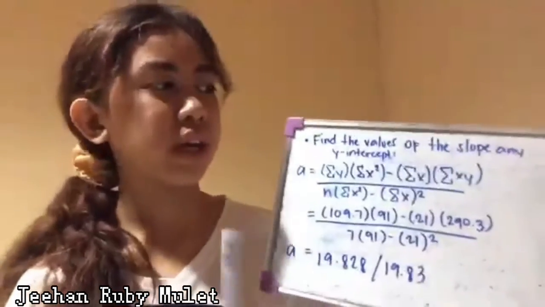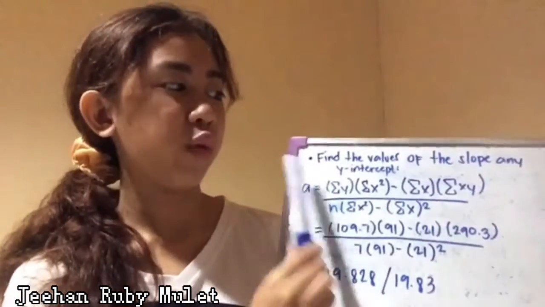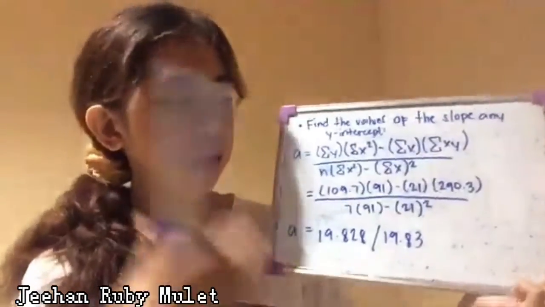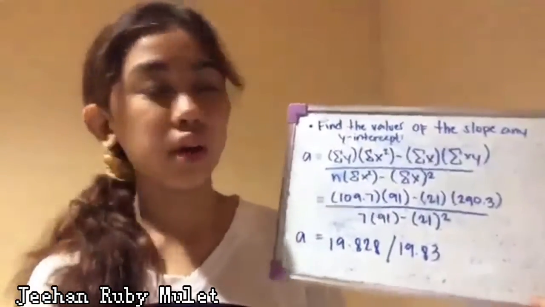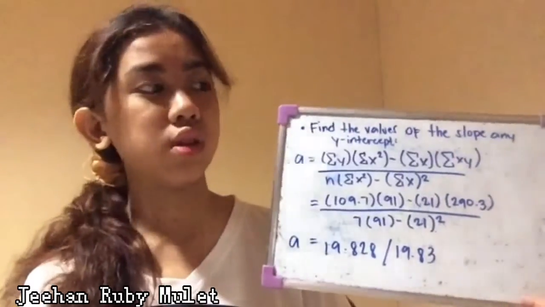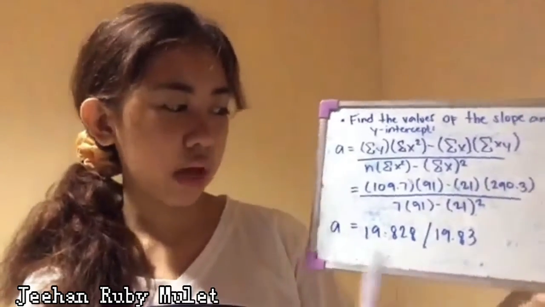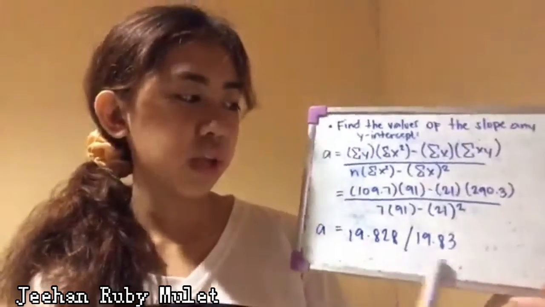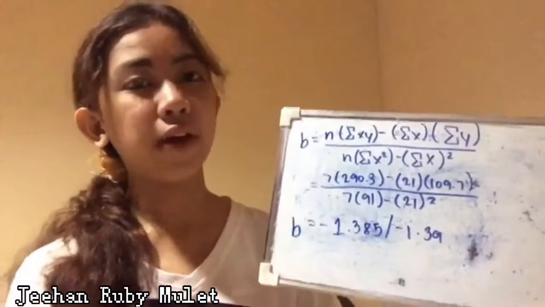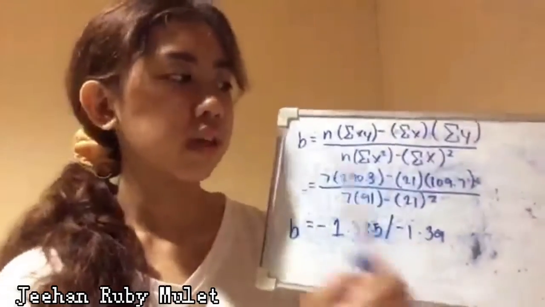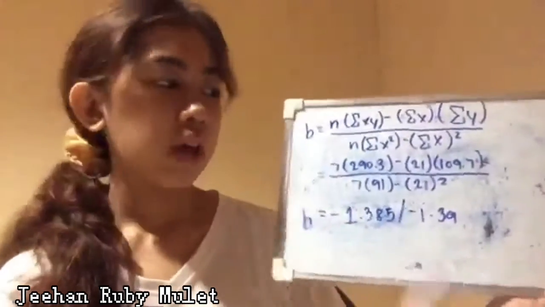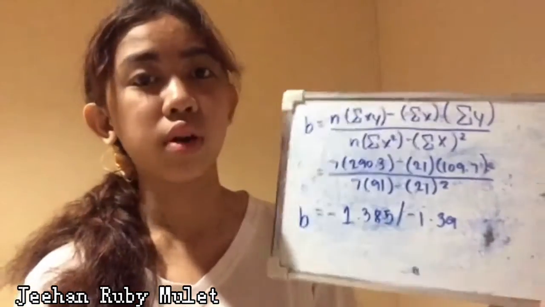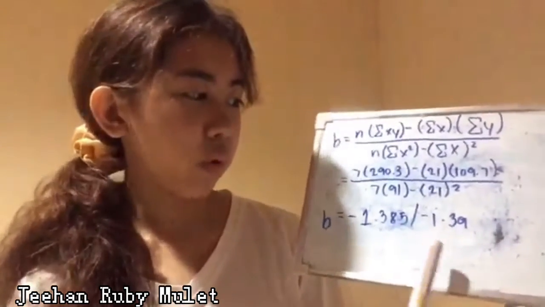For the next step, we have to find the values of the slope and the y-intercept. So A is our y-intercept. We have the formula here, and from our summation, from our given a while ago, we will substitute it in the formula. Then as a result, we have 19.828, or when rounded off, 19.83. So for B, or the slope, we have the formula here. Then we will substitute the given to the formula, then solve. We will have the result of negative 1.385, or when rounded off, we have negative 1.39.